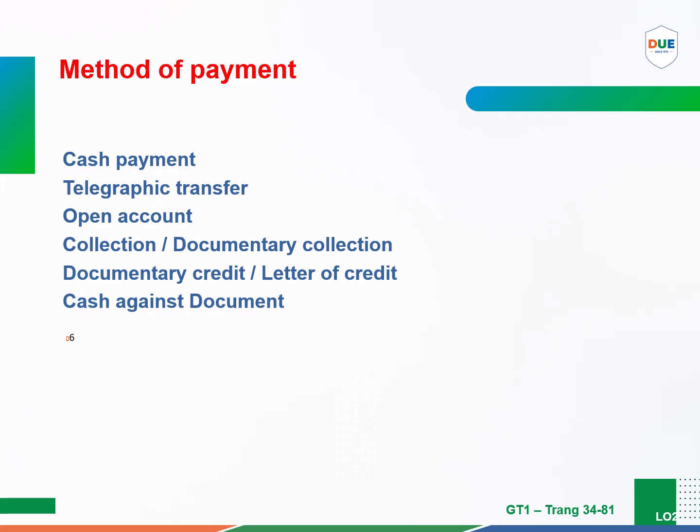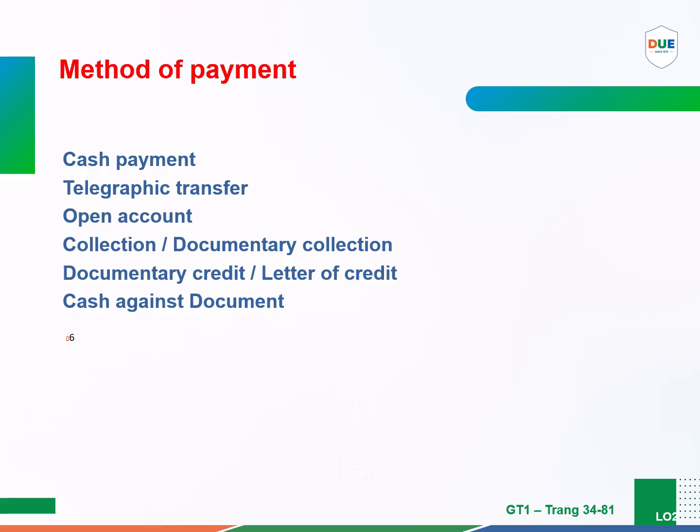The second method is telegraphic transfer, or T/T. In this method, the buyer instructs their bank to transfer money electronically to the seller's bank account. T/T is fast and convenient, but the level of risk depends on the timing of payment. For example, if the buyer pays in advance, the buyer may face a higher risk. On the other hand, if payment is made after delivery, the seller may face a higher risk.